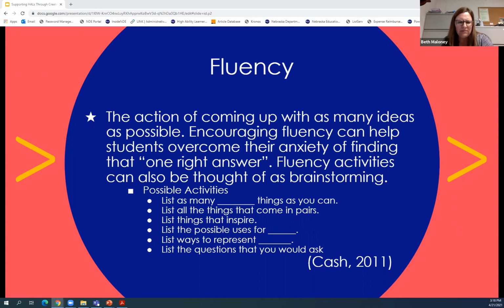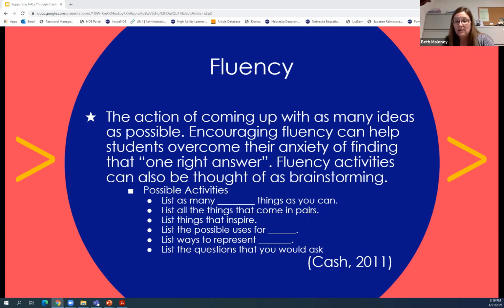And so really these are kind of sentence starters or question starters or just conversation starters. And there's many more in a list in Cash's book, which I'm just surrounded by a pile of books right now, but this is the one that I'm referencing a lot today. It's Advancing Differentiation, his blue book, the first one. It lists as many blank things as you can, or as many blue things as you can, or as many round things as you can, or whatever you're talking about at the time. List all the things that come in pairs, or list things that inspire, list the possible uses for a fork or whatever it might be, list ways to represent something, and list questions that you would ask.